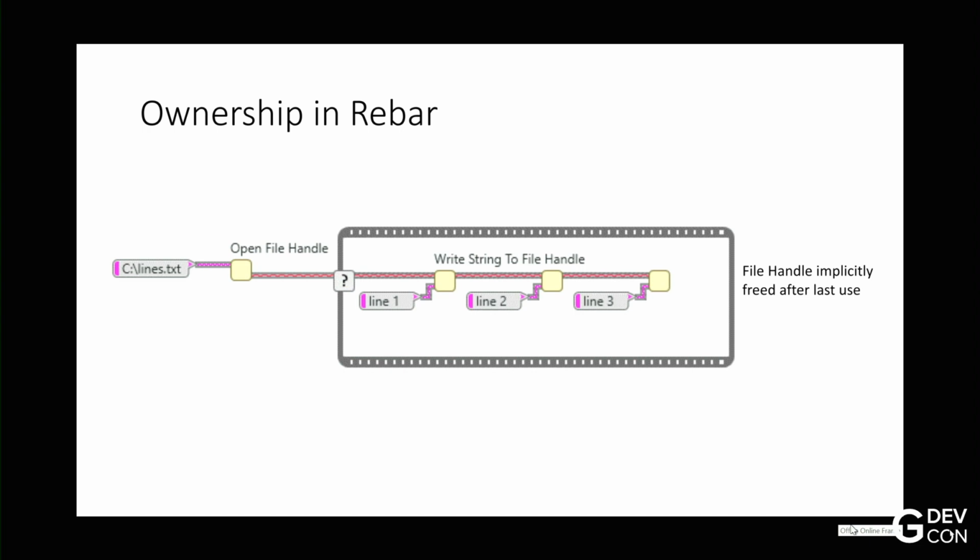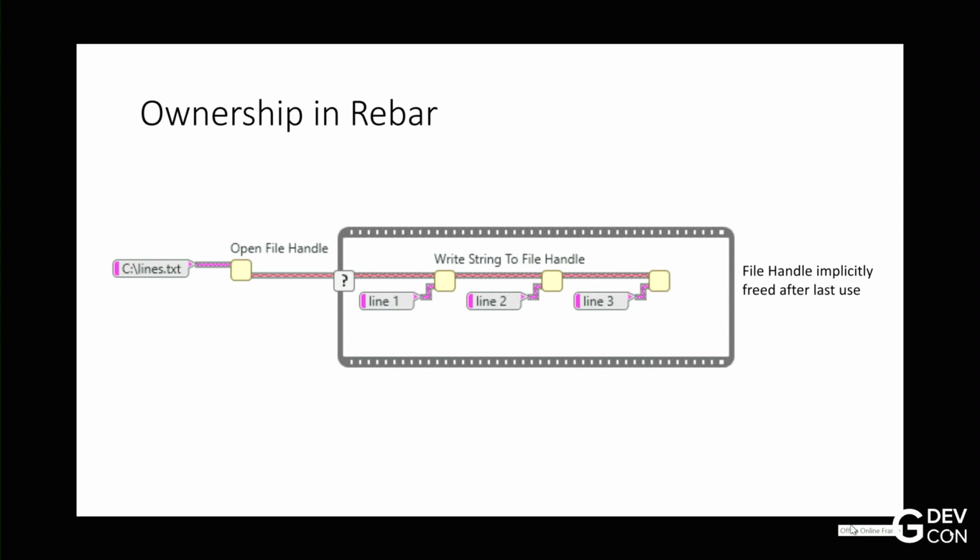So ownership is the main concept that I tried to import into Rebar. And this is an example where we open a file handle, and then we make sure that there wasn't an error, that it's a real thing, and we can ignore that part. But then after we open it, we do some sequential operations to the file handle, like writing strings to it.